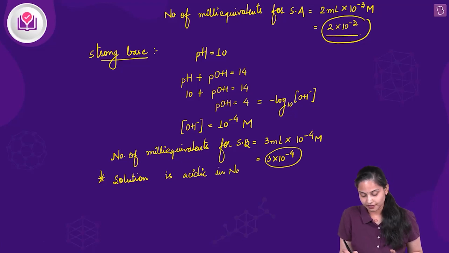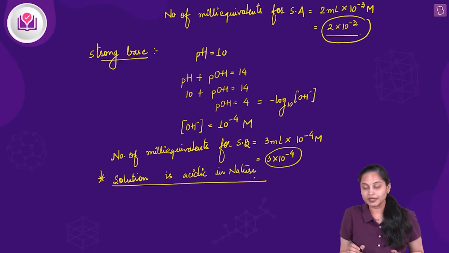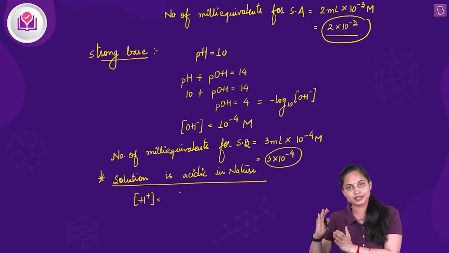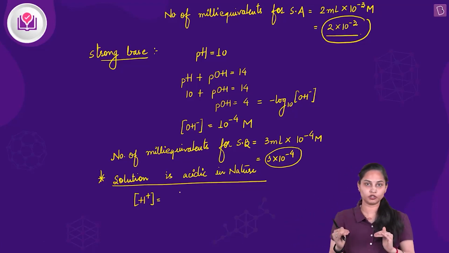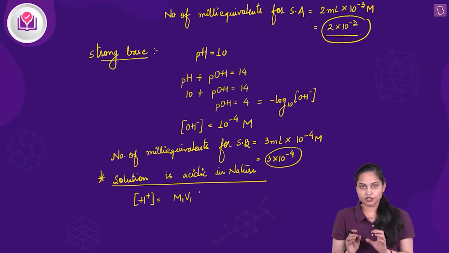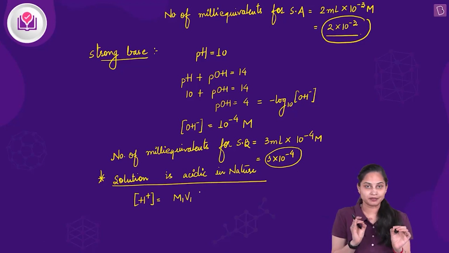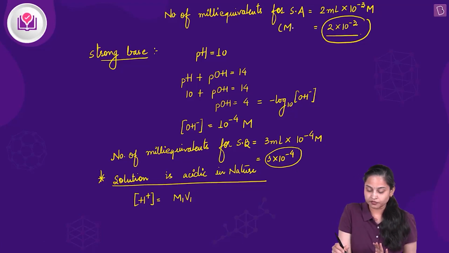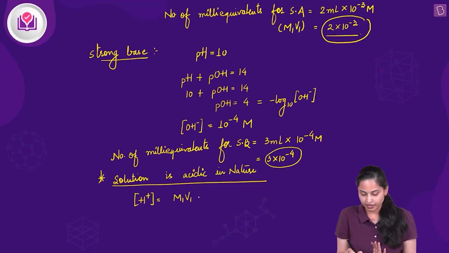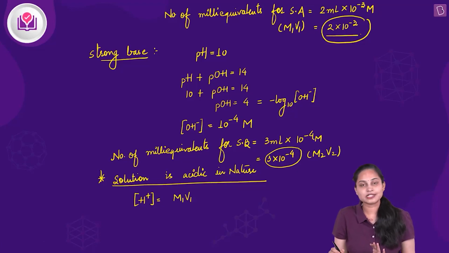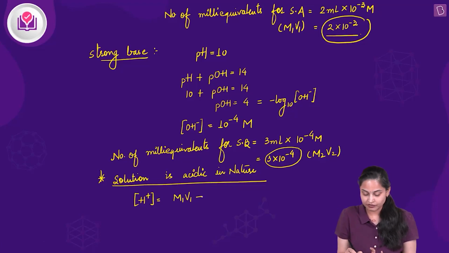And if that is so, obviously we'll be calculating the hydrogen ion concentration. It will be equal to the milli equivalents of strong acid minus milli equivalents of strong base divided by total volume. Because how do we calculate milli equivalents? M into V, the formula for milli equivalents, where volume should be in ml and M is the molarity, the concentration term. Let the milli equivalents for strong acid be M1 V1 and for strong base be M2 V2, because M is the molarity and V is the volume in ml. So M1 V1 minus M2 V2 divided by V1 plus V2.